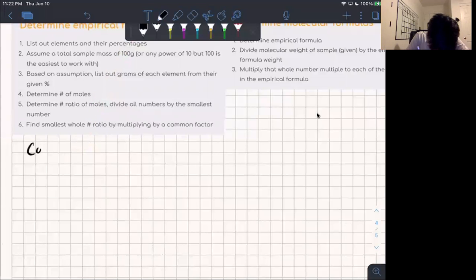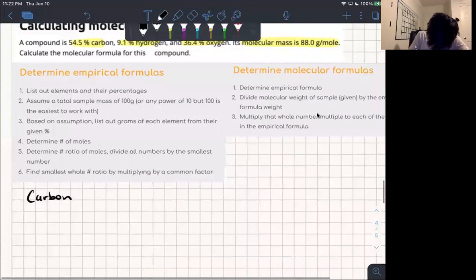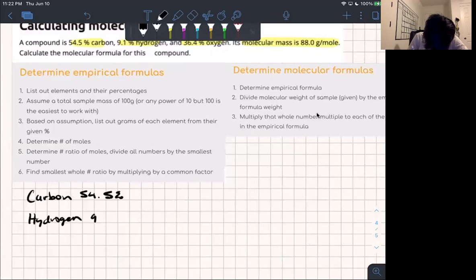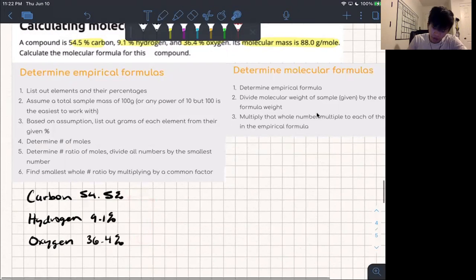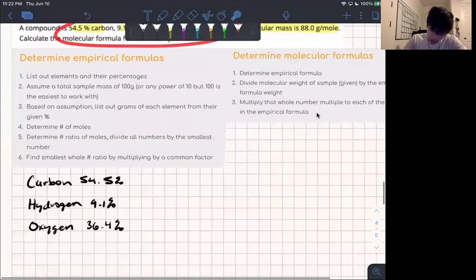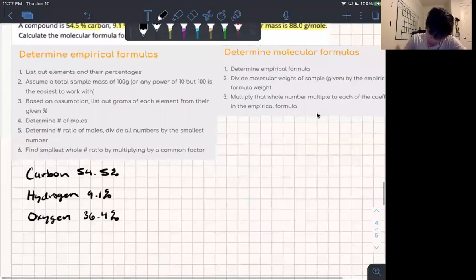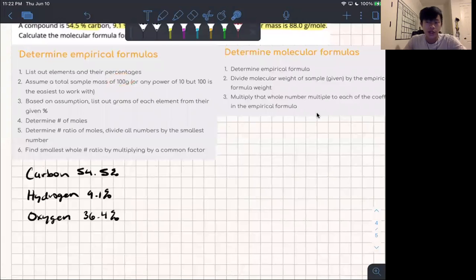So carbon is 54.5%, hydrogen is 9.1%, oxygen is 36.4%. And the sum of all these should equal 100 because these are all the numbers that were given to us. So now, assume a total mass of 100 grams. You can do any power of 10 really. You can do 10, you can do 100, you can do 1,000, but 100 is the easiest to work with because that's typically what percentages are based off of.